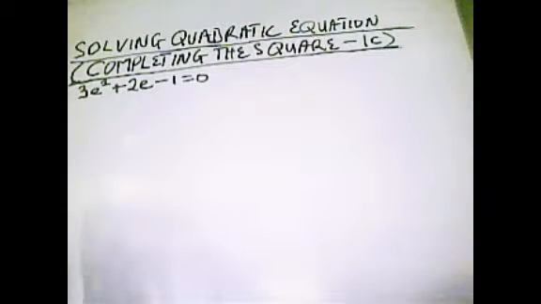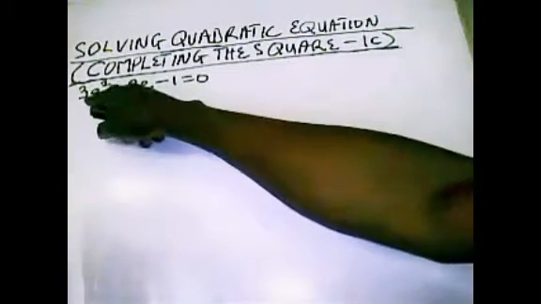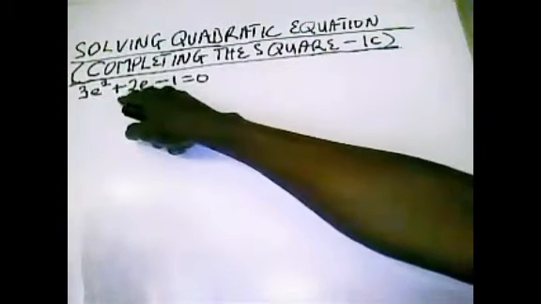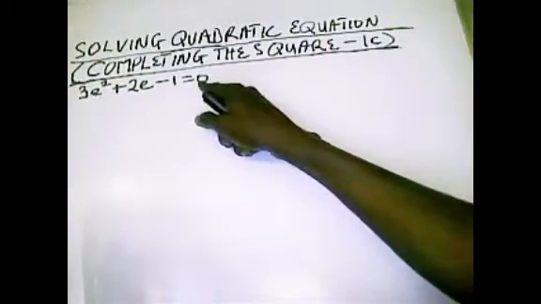Welcome to the final example on using completing the square to solve quadratic equations. Let's go right into the example on the board. The example says 3e squared plus 2e minus 1 equals 0.